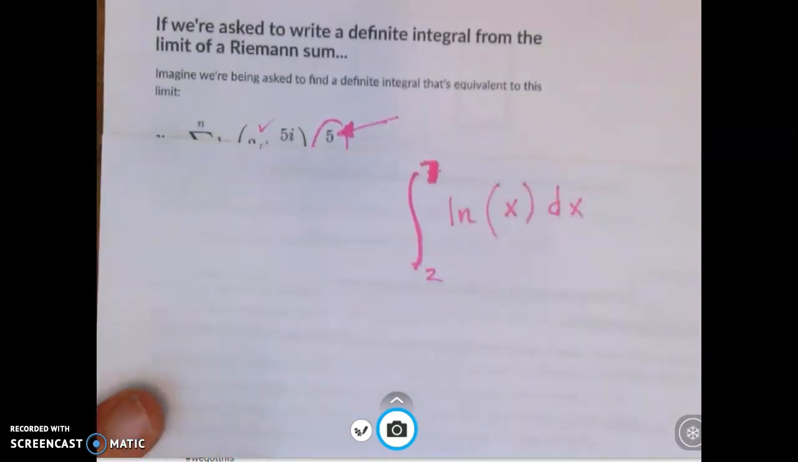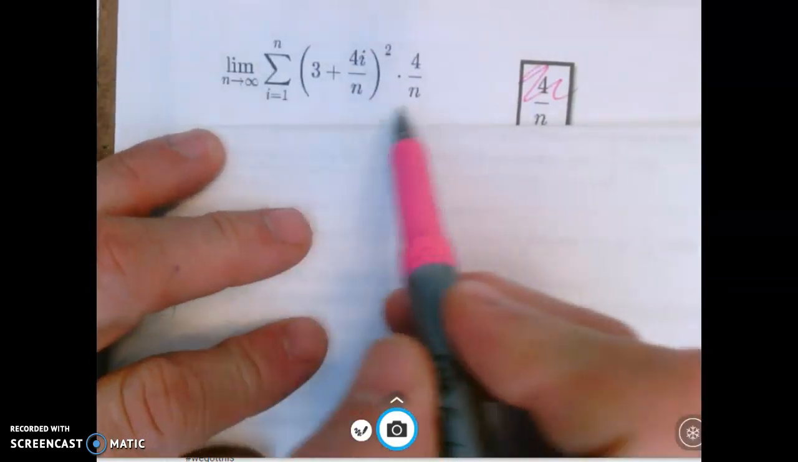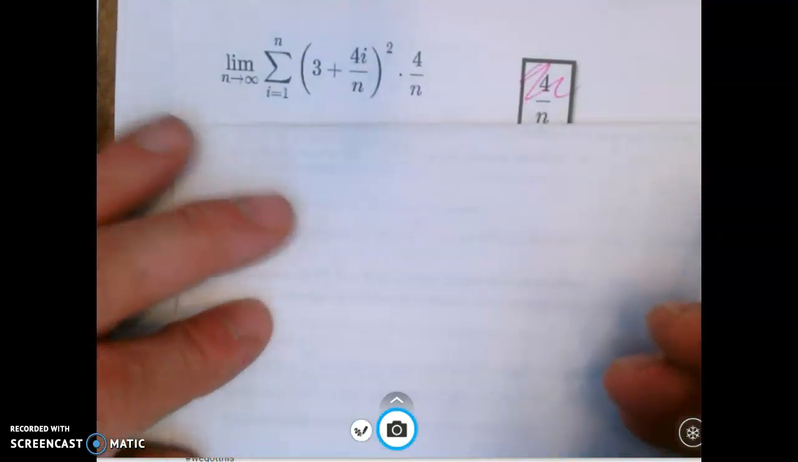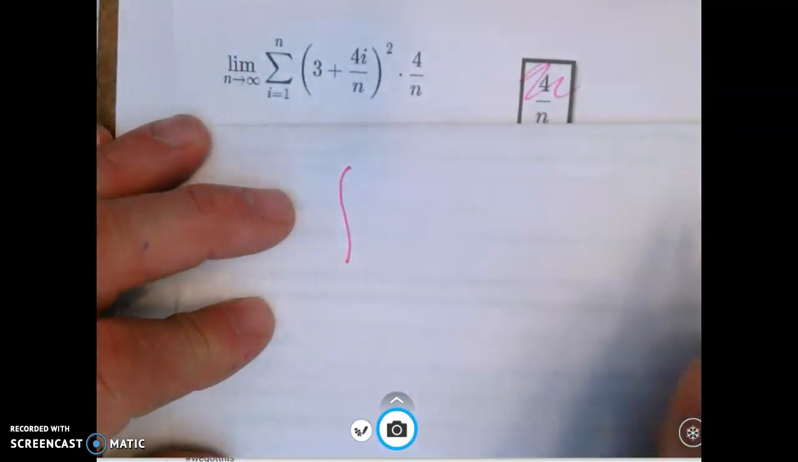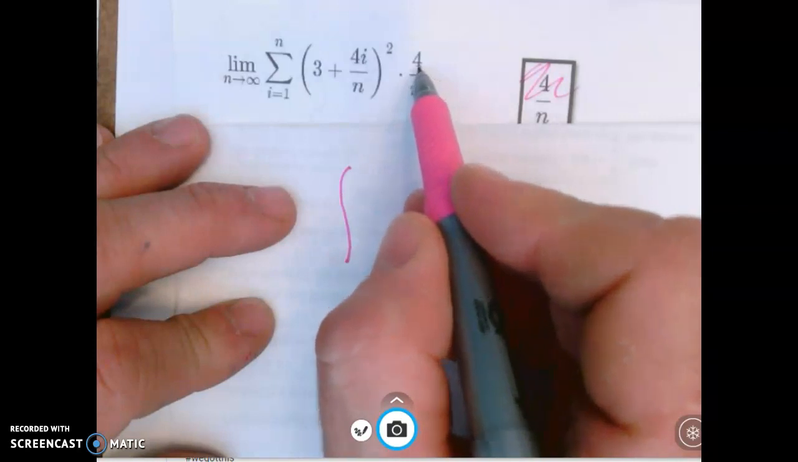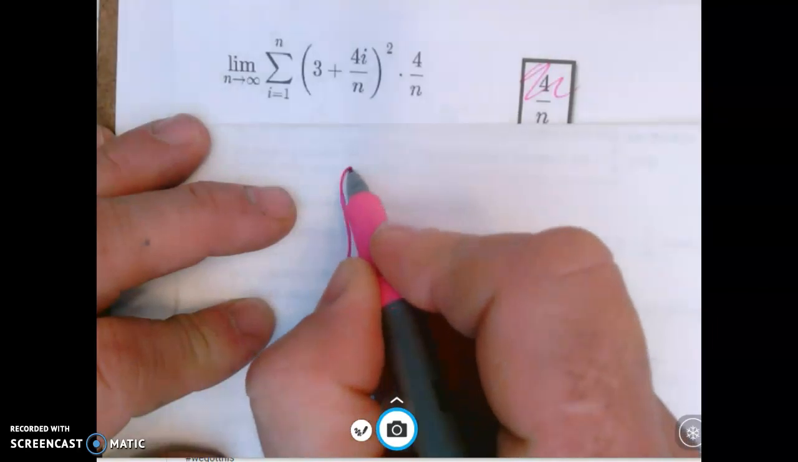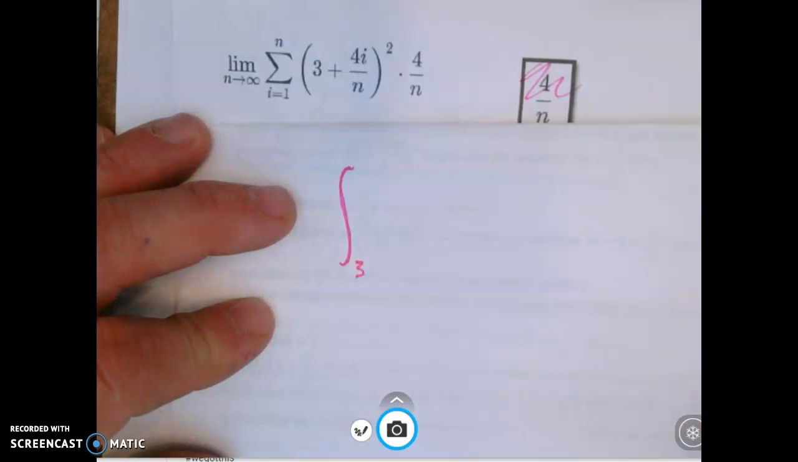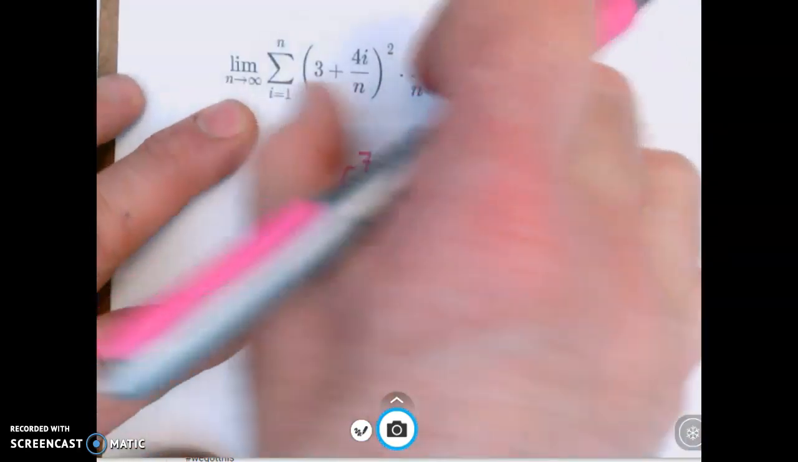All right, let's do a different one. Forget this. Take a look at this right here and pause it and see if you can rewrite this as an integral. Good. Unpause. We have an integral, obviously. Delta x is going to be 4 over n, so we know the distance from the bottom bound to the top bound is going to be 4, and we know our starting value is 3. Therefore, we know our top value is 7.